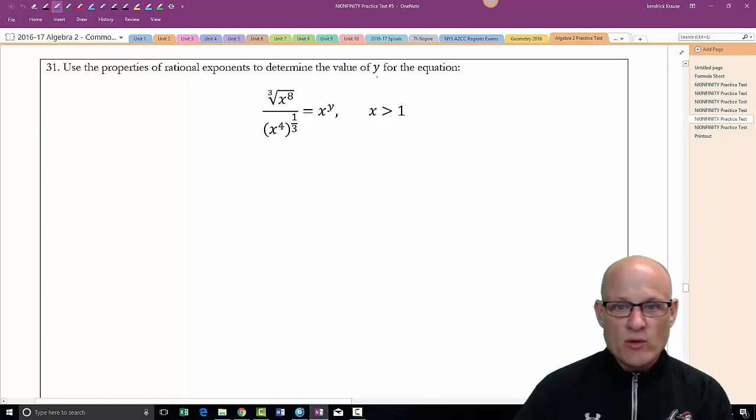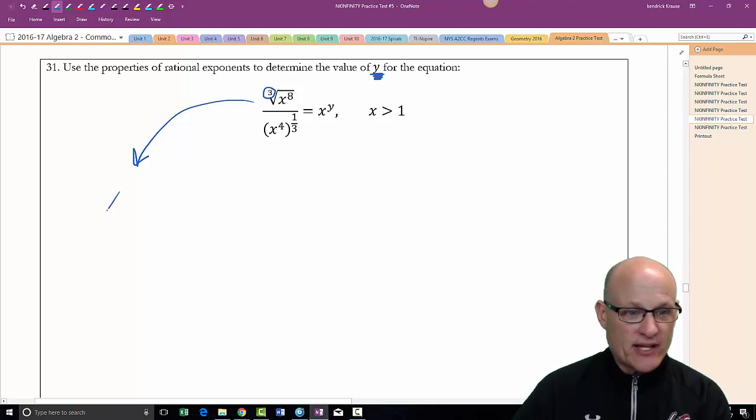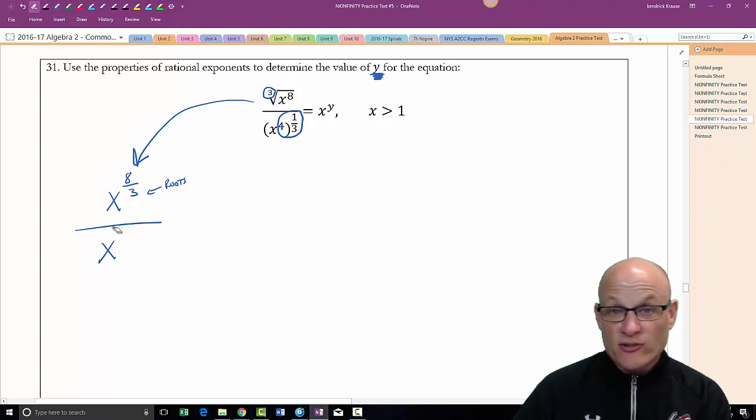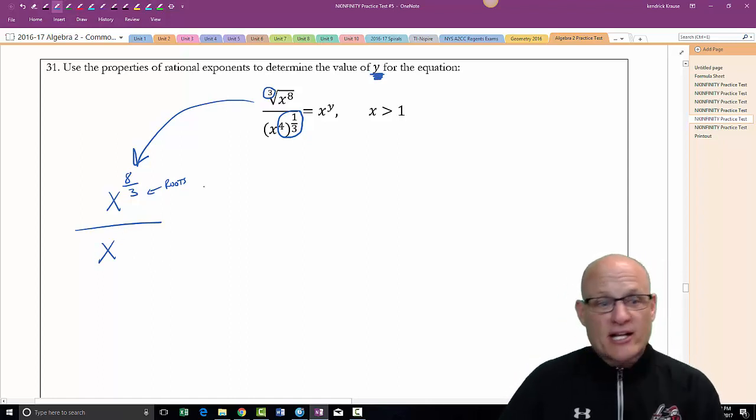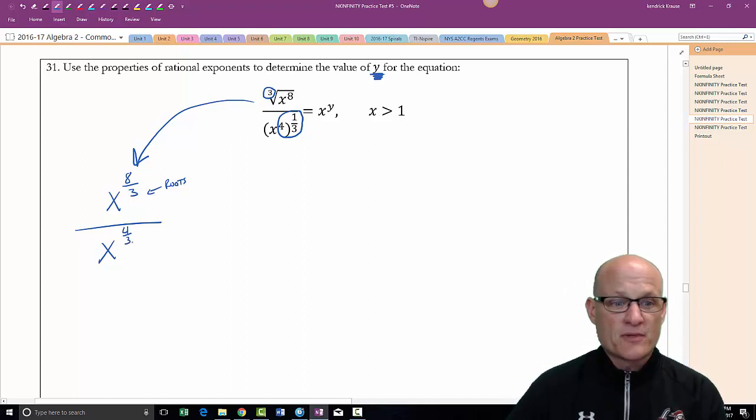All right. We want to figure out what y is equal to. Okay? So see how this is a root? If I was to rewrite this piece as a rational exponent, I would write it as x to the 8 thirds. Because remember, roots are in the denominator. Now the denominator is an exponent raised to an exponent. So this becomes x to the 4 thirds. Whenever you have exponents raised to exponents, you just simply multiply the exponents. So that's where the 4 thirds comes from.